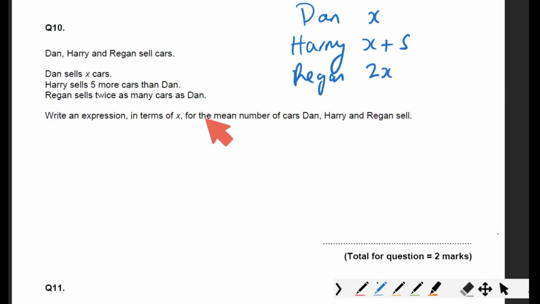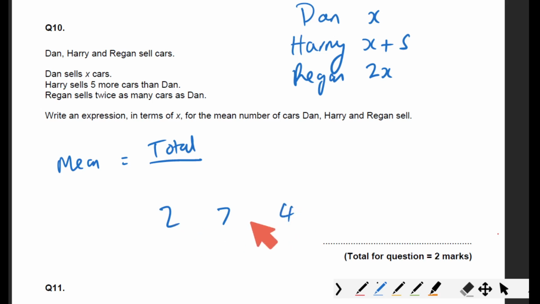Write an expression in terms of X for the mean number of cars. Now, when we talk about mean, we mean total divided by the number of numbers. Right, so for example, let me just use some numbers. Let's pretend Dan happens to be 2, Harry happens to be 2 plus 5, 7, and Regan happens to be 2 times 2, 4. Now, if you wanted to find the mean of these numbers, you'd add them up and then divide by 3, wouldn't you? Because there are 3 numbers there.